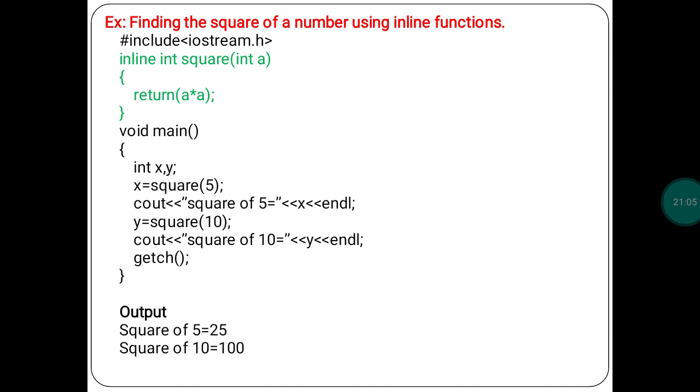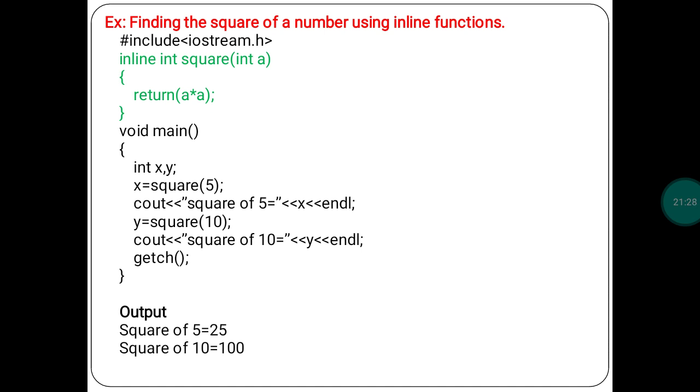How? The value 5 will be sent to the inline function as the int a. Then the next line, return a into a, means 5 into 5, 25. It will get returned automatically. Then see cout square of 5 is equal to x. The value will be stored in x. So you just have to declare x. So x now contains 25. This is for one value.